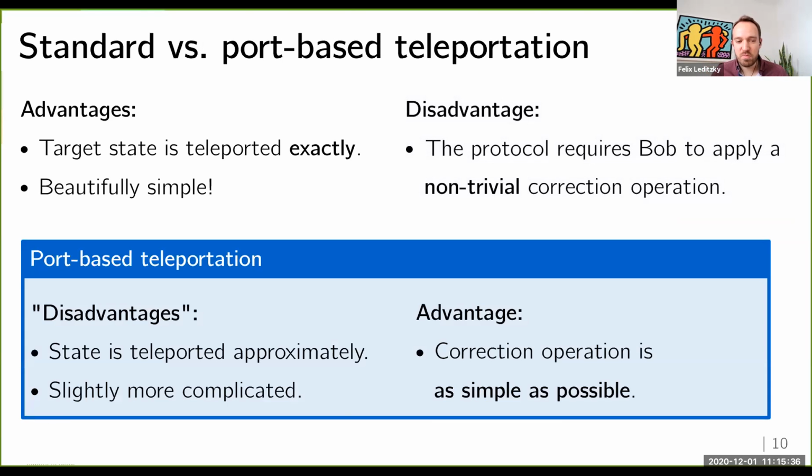This is the starting point for port-based teleportation, because port-based teleportation exactly tries to address this shortcoming of standard teleportation. So it is a teleportation protocol where the correction operation is as simple as possible. I will say in a minute what this means. But unfortunately, it comes with some caveats. So there are some disadvantages. You lose the exact nature of the protocol. So instead of an exact teleportation protocol, you now have only an approximate protocol. And the discussion is a little bit more involved than the standard teleportation protocol. But we will see that using asymmetries, this can actually be alleviated in a nice way.